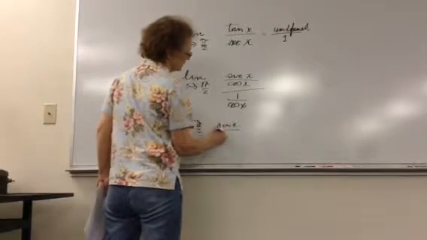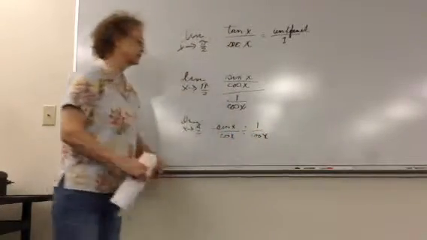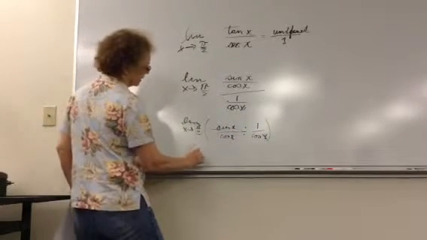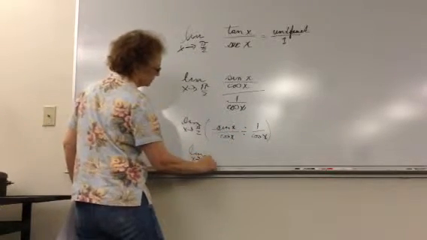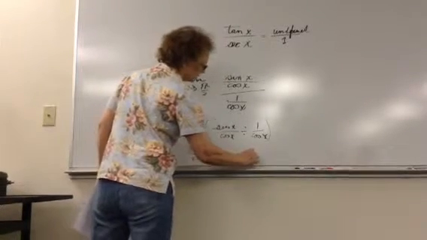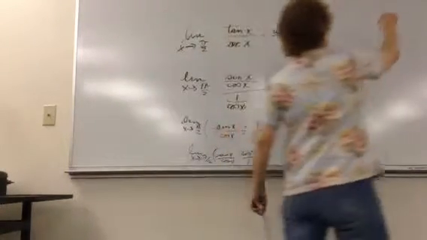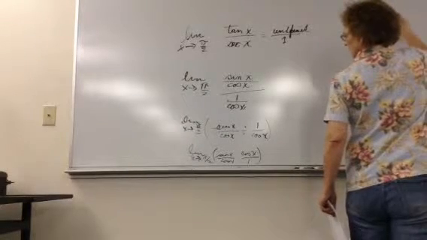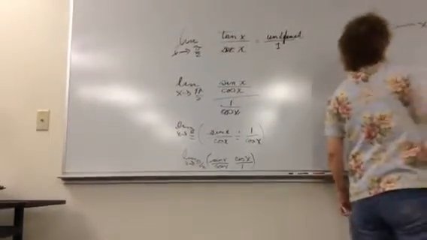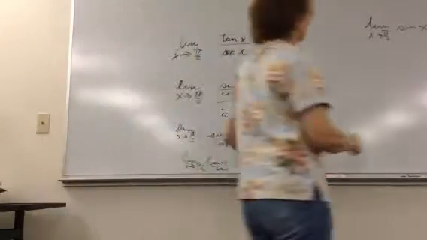So we've got sine of x over cosine x divided by 1 over cosine x. And then, of course, we'll flip that so we can multiply. And so we've got the limit as x approaches pi over 2 of sine x over cosine x times cosine x, which, of course, reduces very nicely to the limit as x approaches pi over 2 of sine x. And then we can just plug it in. And sine of pi over 2 is 0.